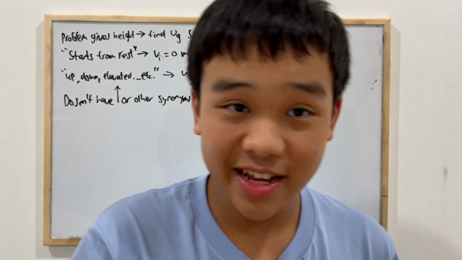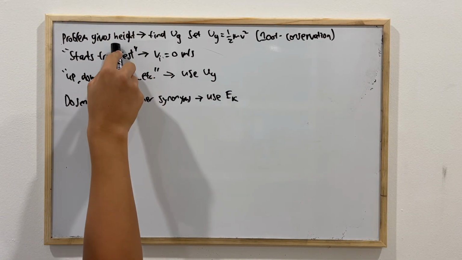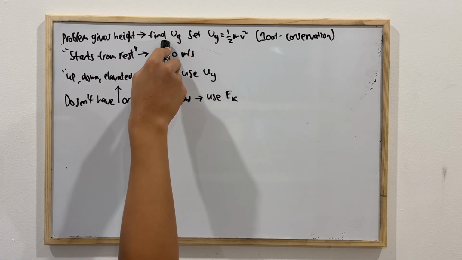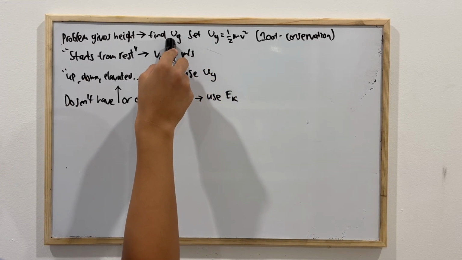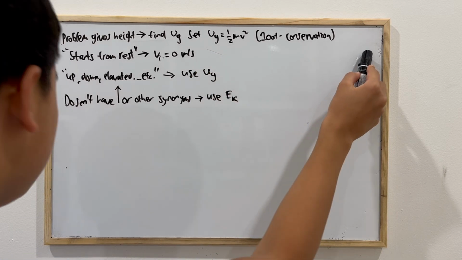Alright, since this video is getting too long, I'm just going to end with some board problem tips. If the problem gives a height, find the gravitational potential energy. And then, once it asks for the velocity at the end or something, set this UG value that you found equal to 1/2 mv squared, assuming 100% conservation, of course.